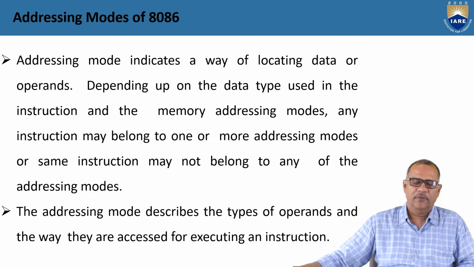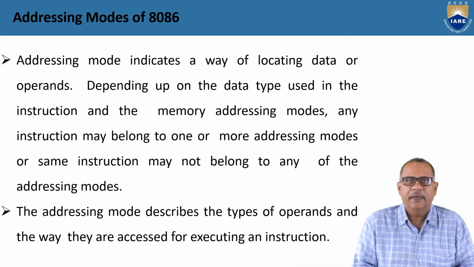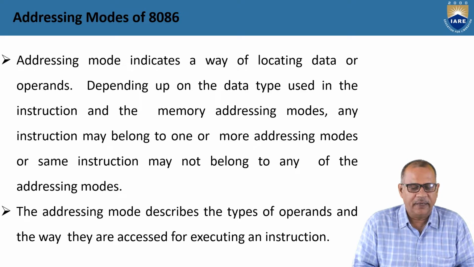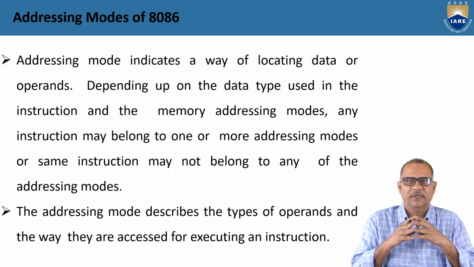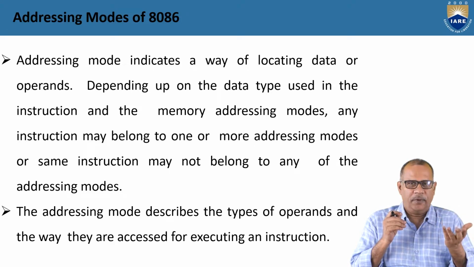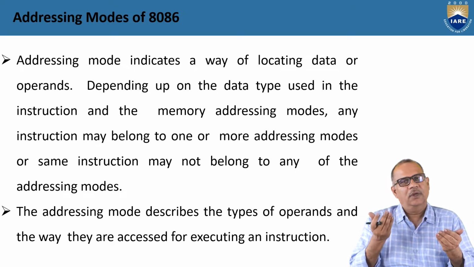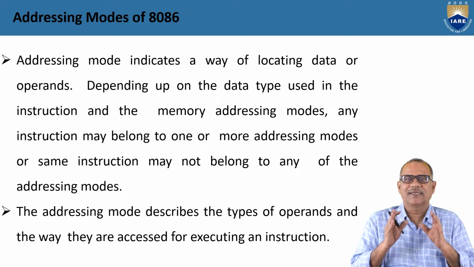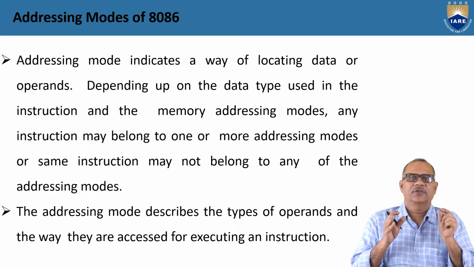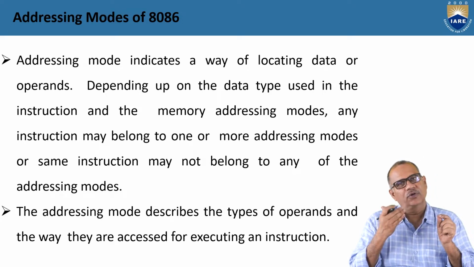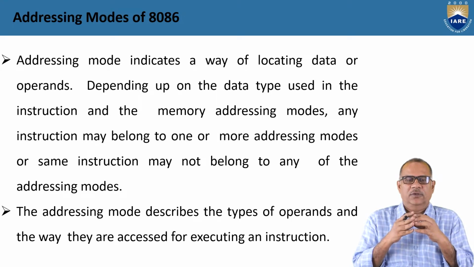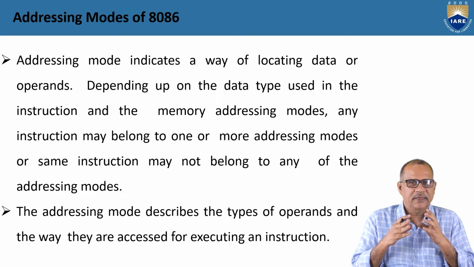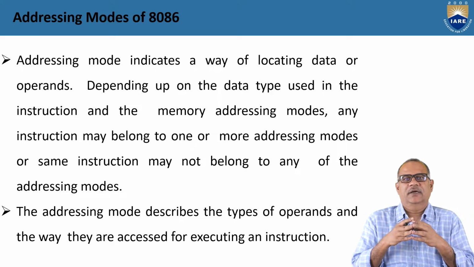Today I am going to discuss the addressing modes of 8086. So what is addressing mode? Addressing mode indicates the way of locating the data or operands. Depending upon the data type used in the instruction and the memory addressing modes, any instruction may belong to a particular addressing mode or to different addressing modes. It is not necessary that a particular instruction should belong to only one addressing mode. It may belong to one, two or three more addressing modes. So basically addressing mode indicates where to locate the data or the operand.